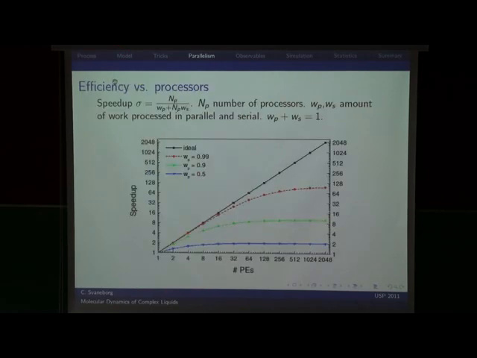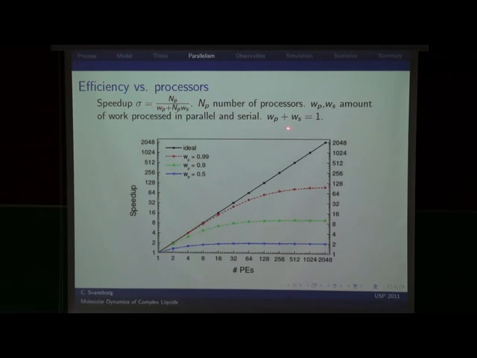So we can calculate efficiency. So let's say that we have NP processors available. We are working on a task, and that task we can characterize by the amount of work that can be done in parallel and the amount of work that can be done in serial. So if we have, this is the work where we get 100% use of all the nodes, and this is where we can basically just run on one node. And these two have to sum to 1, and you can calculate the speed up given by this equation.